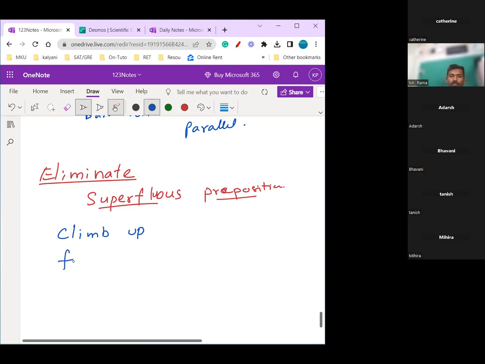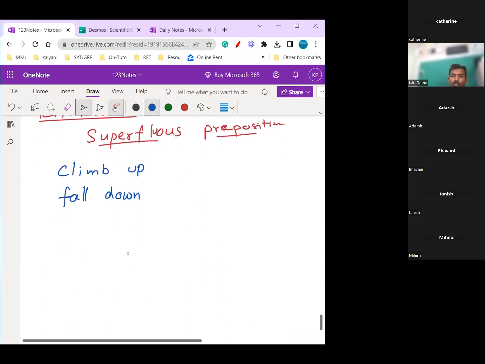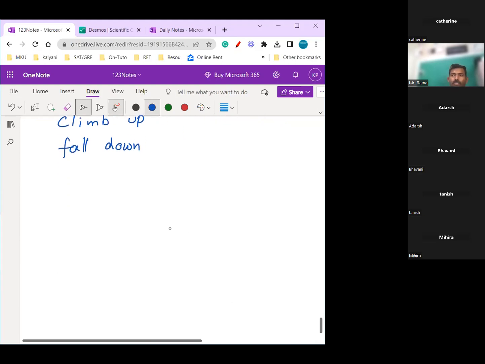Like fall down. A fall is the same as that. And then fight against. So you have to eliminate unnecessary prepositions from those sentences, so that it sounds proper, or sounds better. For example, let me write a sentence here and see if you guys think there is something that we need to eliminate.